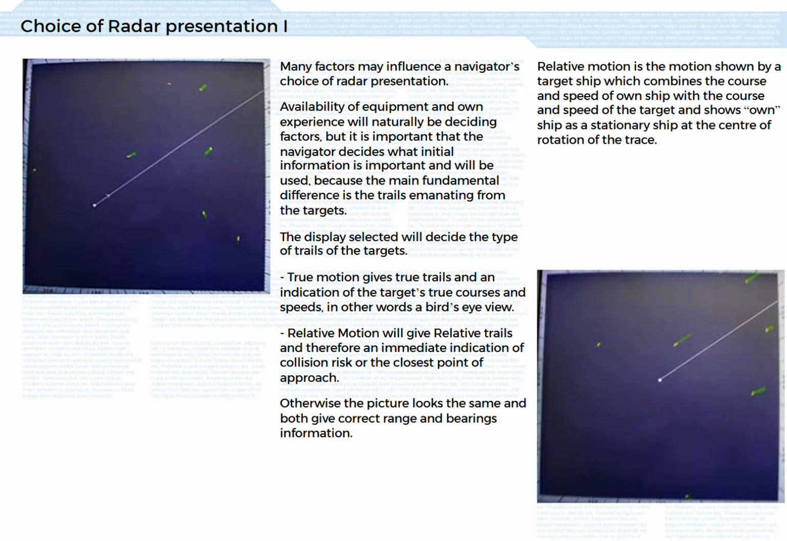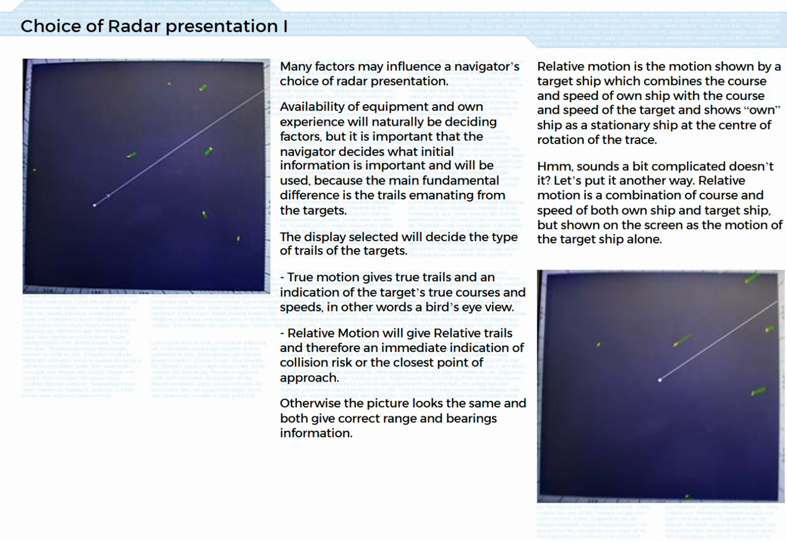Relative motion is the motion shown by a target ship which combines the course and speed of own ship with the course and speed of the target, and shows own ship as a stationary ship at the center of rotation of the trace. Sounds a bit complicated, doesn't it? Let's put it another way. Relative motion is a combination of course and speed of both own ship and target ship, but shown on the screen as the motion of the target ship alone.